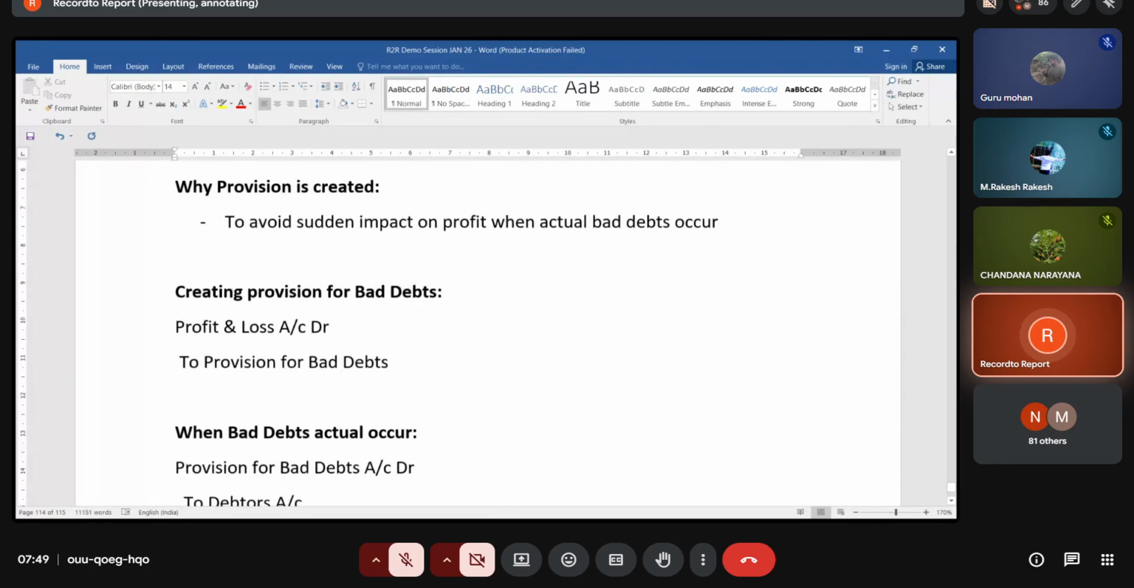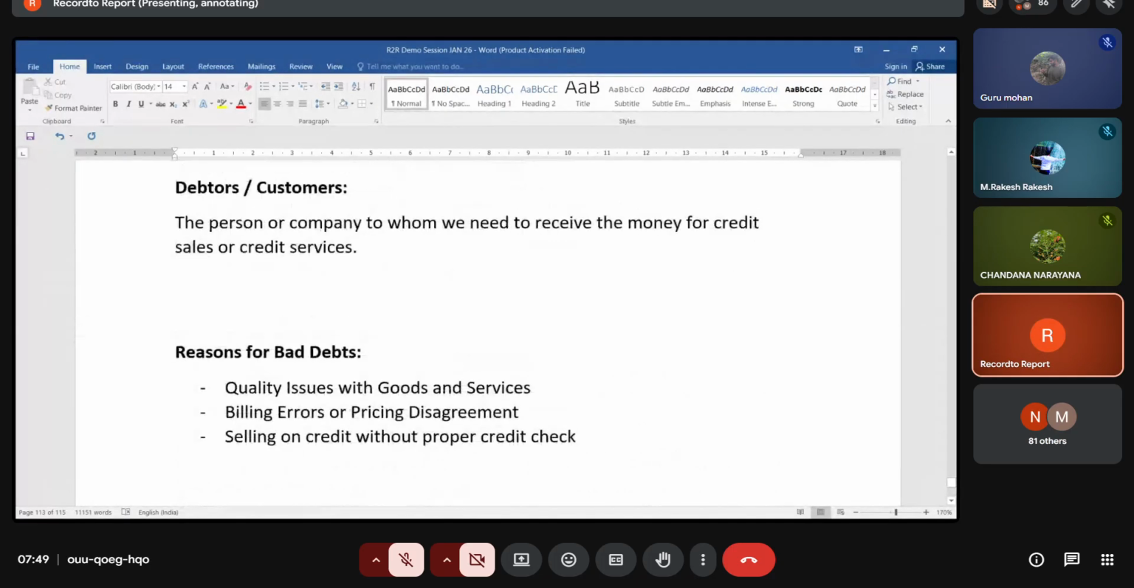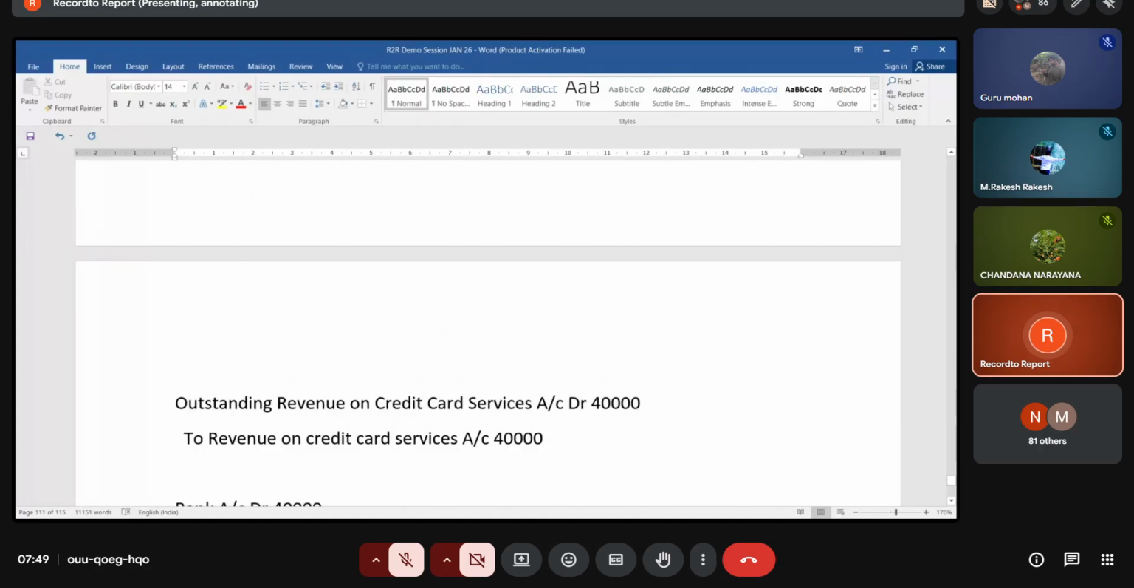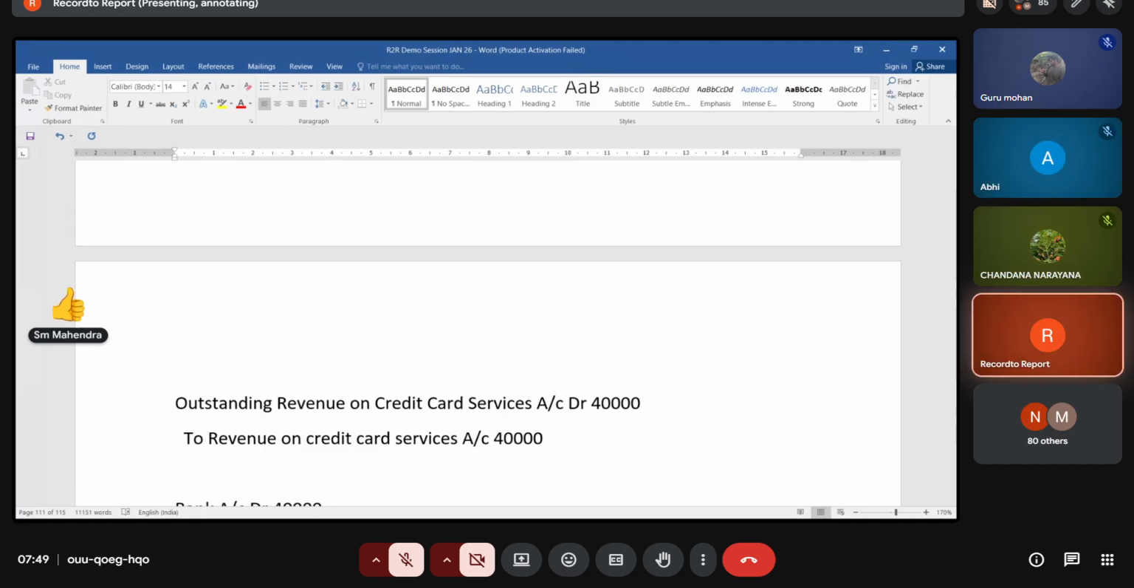So like this, scenario-based questions will come, guys. Today's topic was mainly outstanding. Outstanding is nothing but the money which has been earned but not received. With this, we have ended the core accounting, guys. From tomorrow, we will try to start with the hardware model, guys. Any doubts, guys?